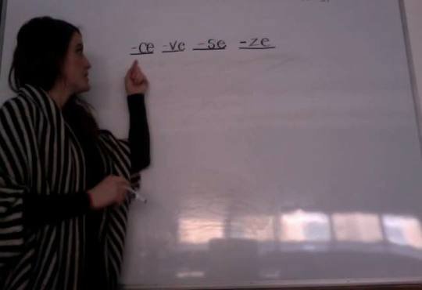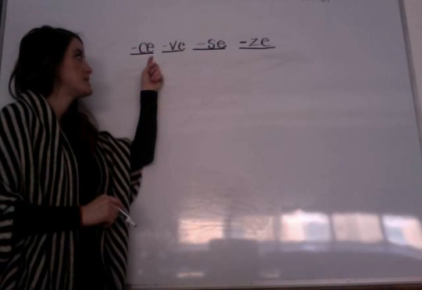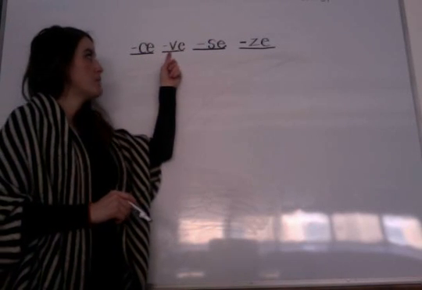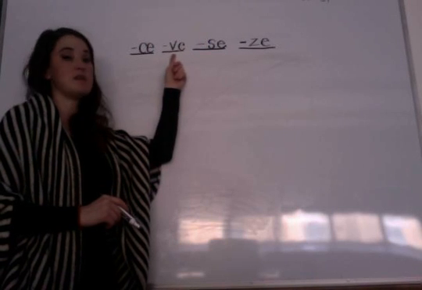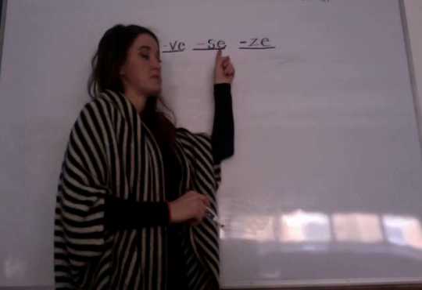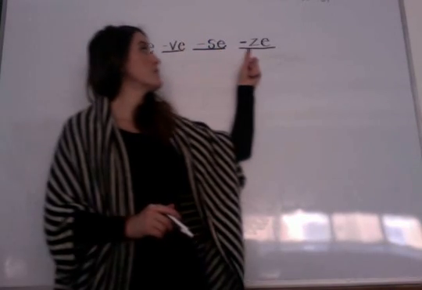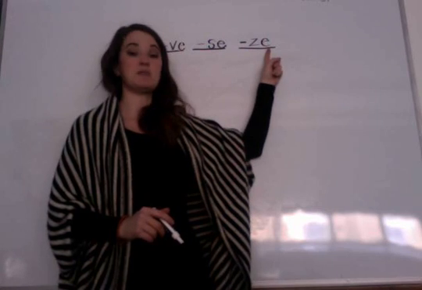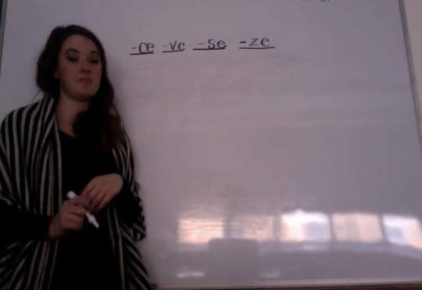Our first pattern is the CE at the end of our word that says S. Our second pattern is the VE at the end of our words, and that says V. Our third pattern is the SE spelling at the end of our words that says Z. And our fourth pattern is the ZE spelling at the end of our words, and that also says Z.